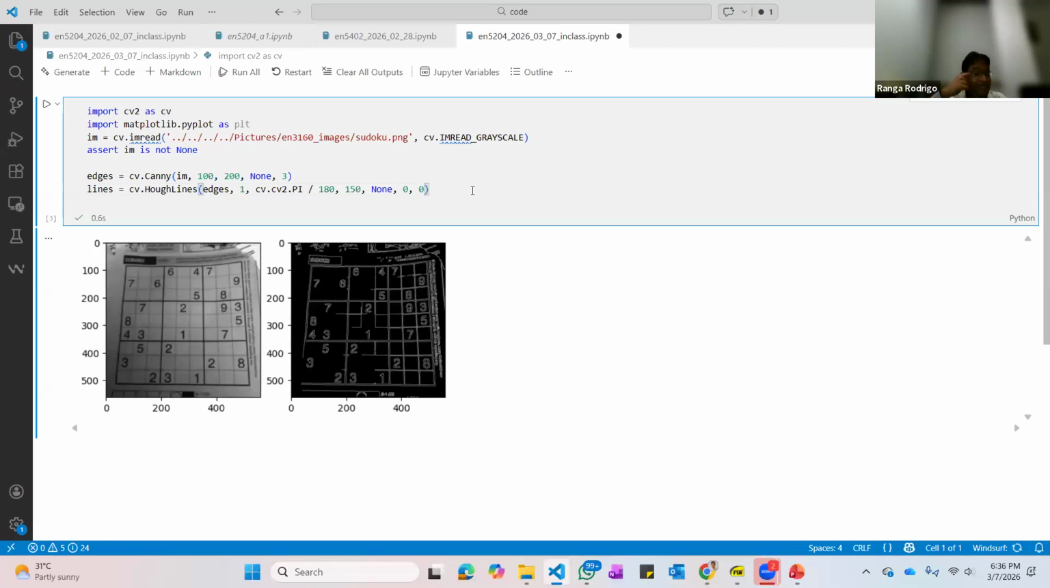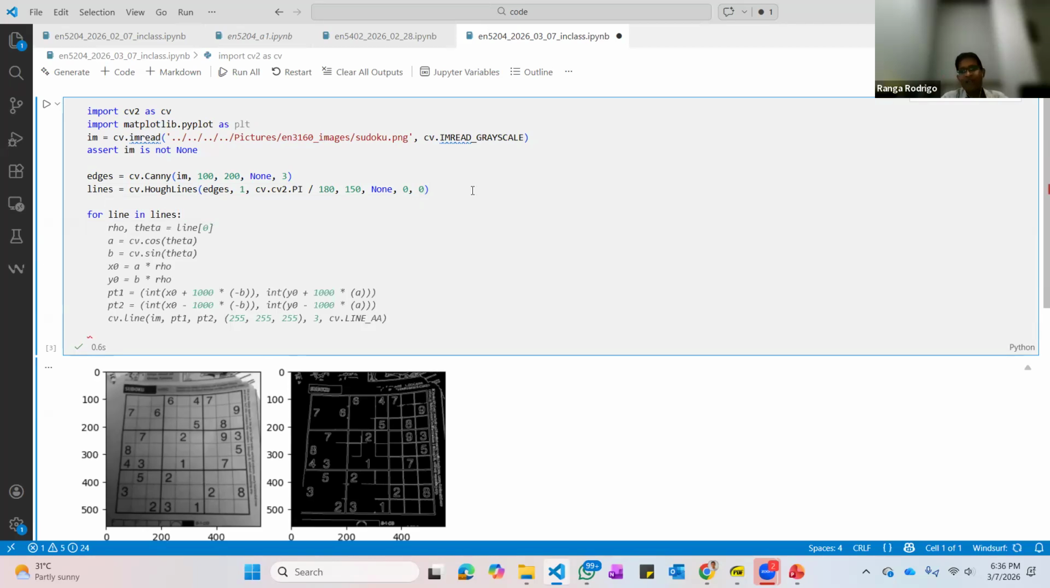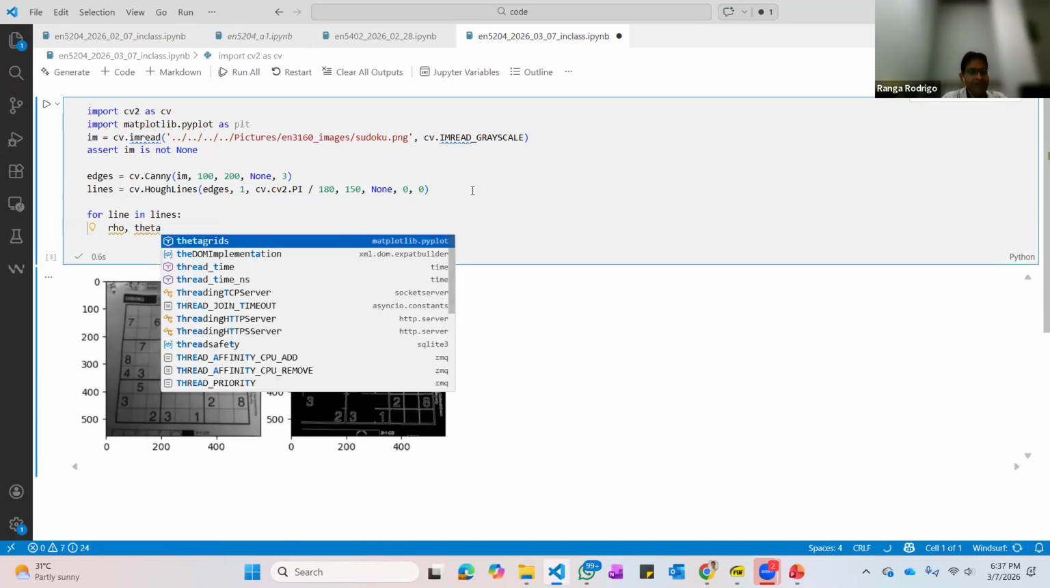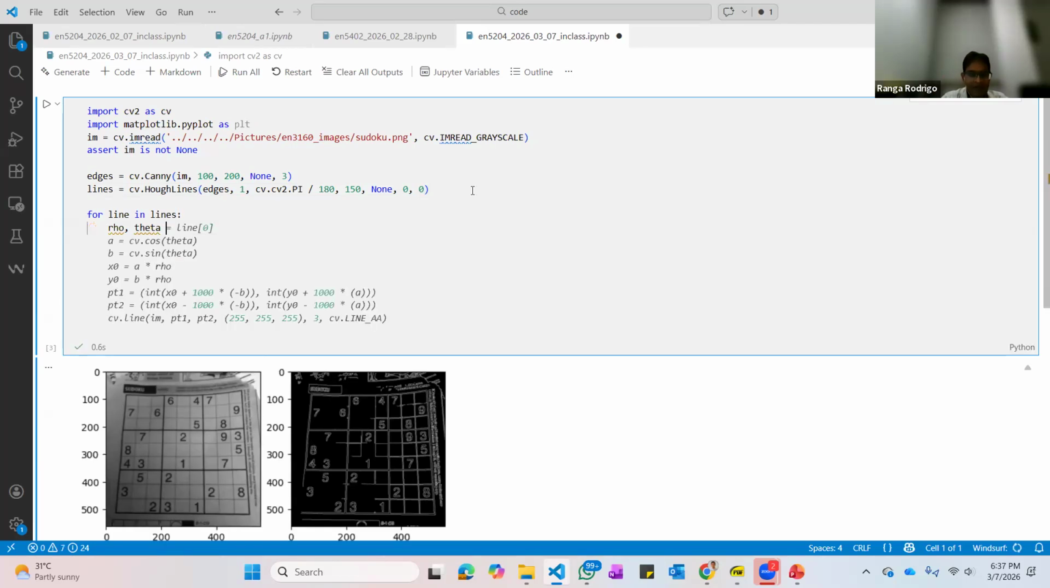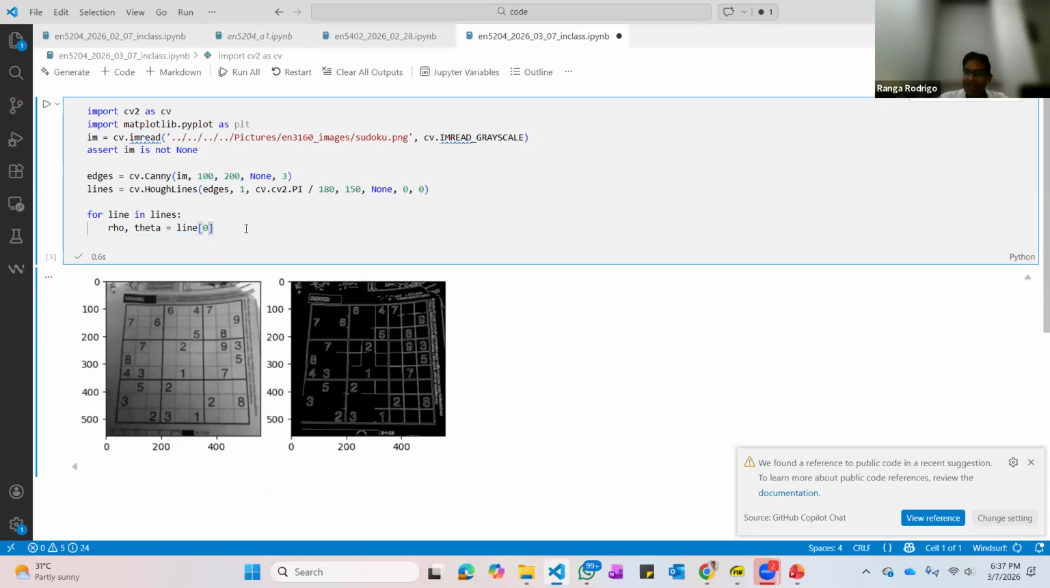I have to plot these lines. This is the annoying thing. So, for line in lines, now I'm going to write a for loop and plot them. Now it's suggesting things, but I have to extract rho and theta, rho, theta equals line[0]. You're tempted to hit tab. Then I have to figure out how to plot the line.